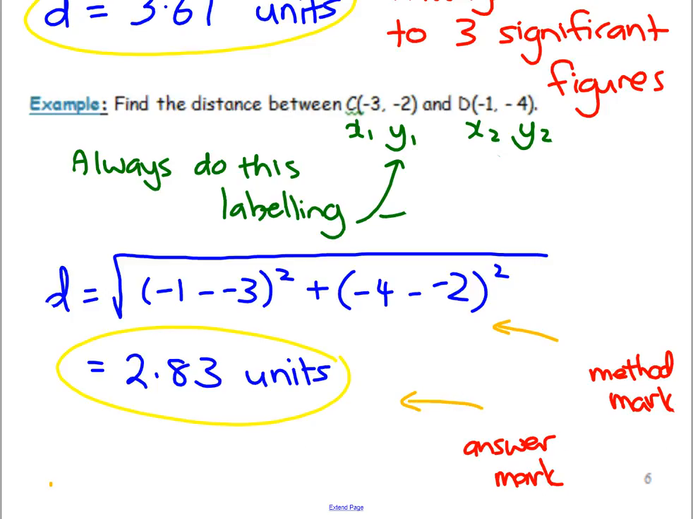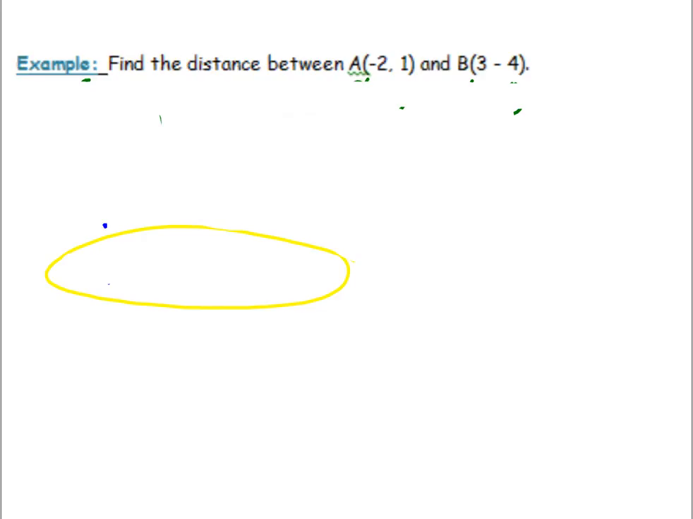Now let's go into the next page. Some more examples. Find the distance between coordinate A, negative 2 and 1, and coordinate B, 3 and negative 4. Looks like this is missing a comma, is it? Okay, so I'm going to put that in because that's bothering me. So that should have a comma. Remember, coordinates should have little commas between them. 3 and negative 4.